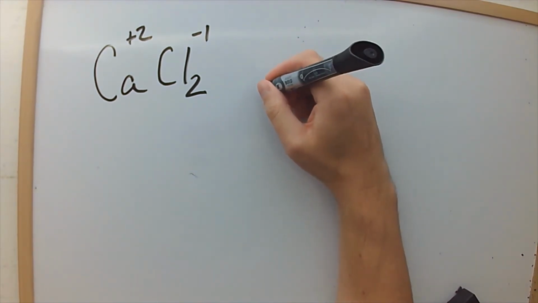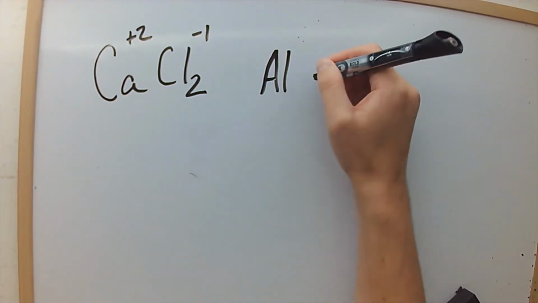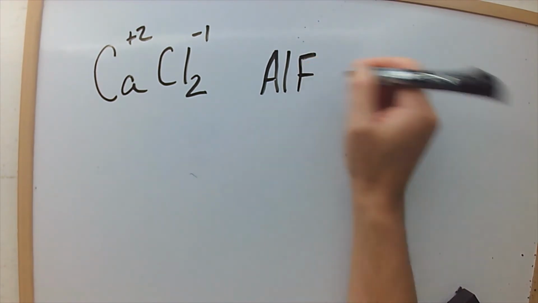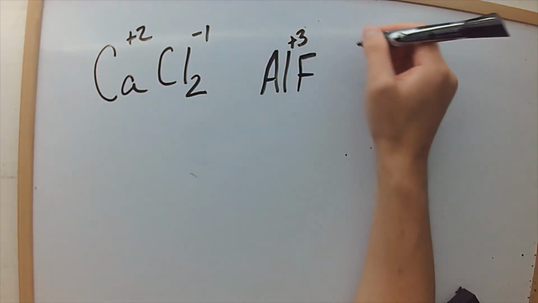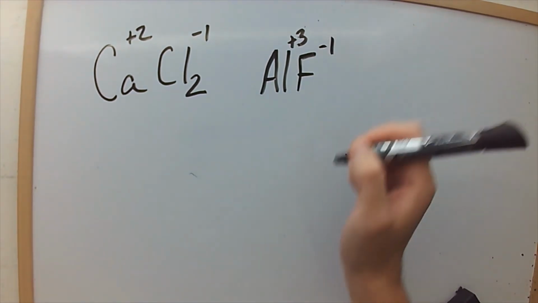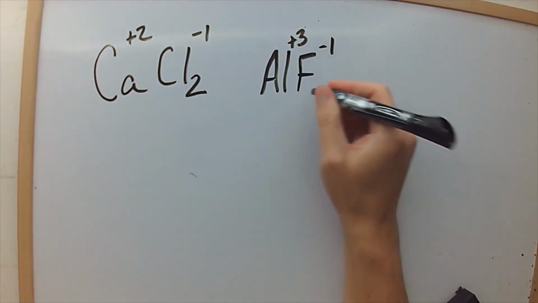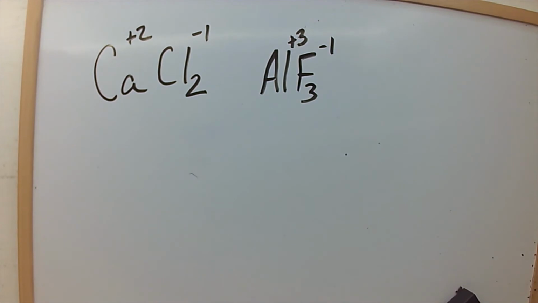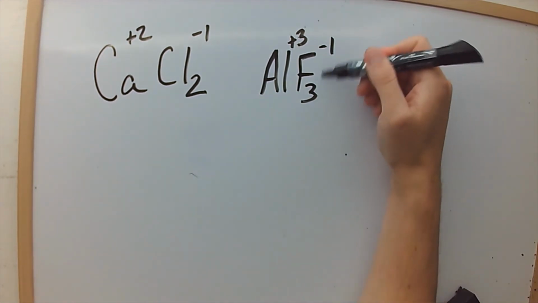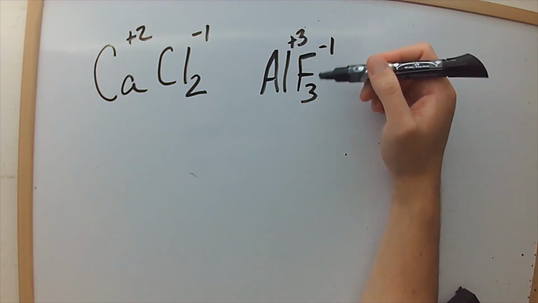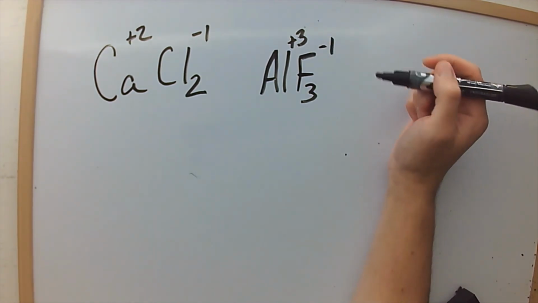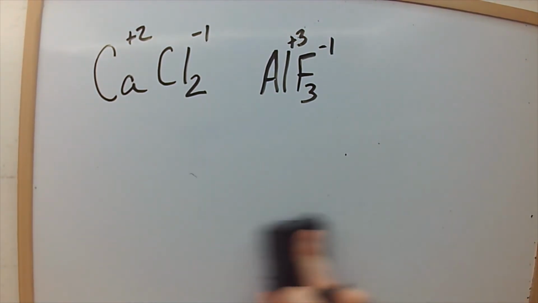We could, same idea, talk about aluminum and fluoride, right? Again, aluminum being a +3, fluoride being a -1, doesn't work. But if you have 3 fluoride, now 3 times -1 is -3, so those will cancel out. All right, let's just keep doing examples.